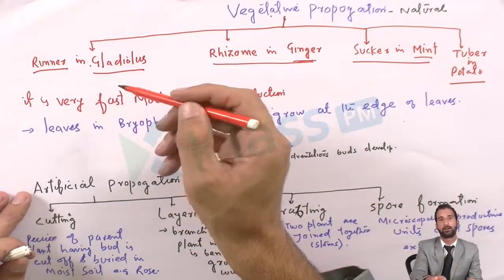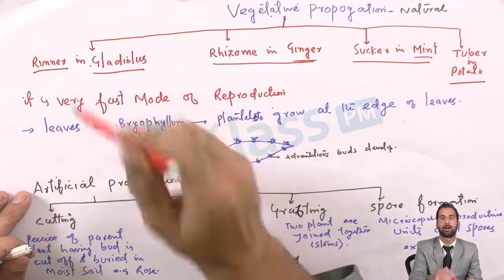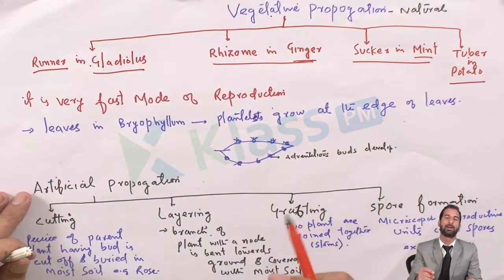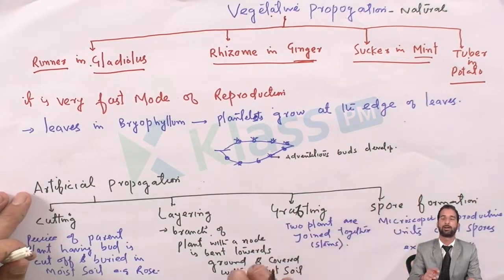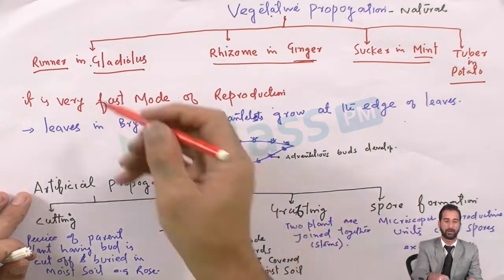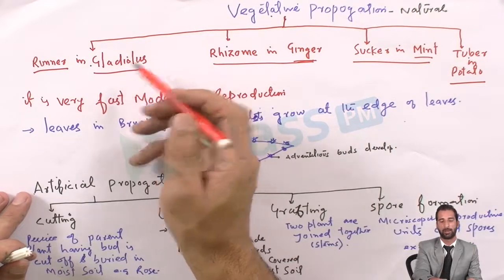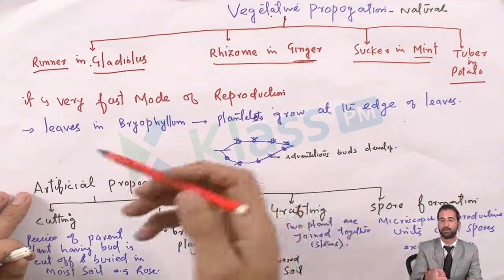The runner in the gladiolus. These runners are small structures, multiple in number. These runners later on develop into plants and they give rise to a separate plant. This is the method in the gladiolus, the method of vegetative propagation, and this occurs naturally.